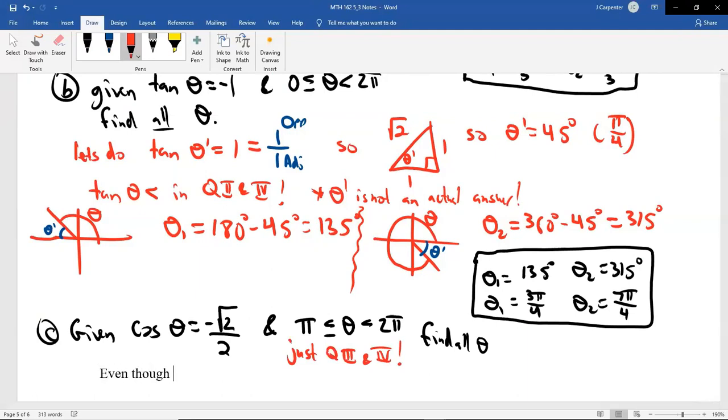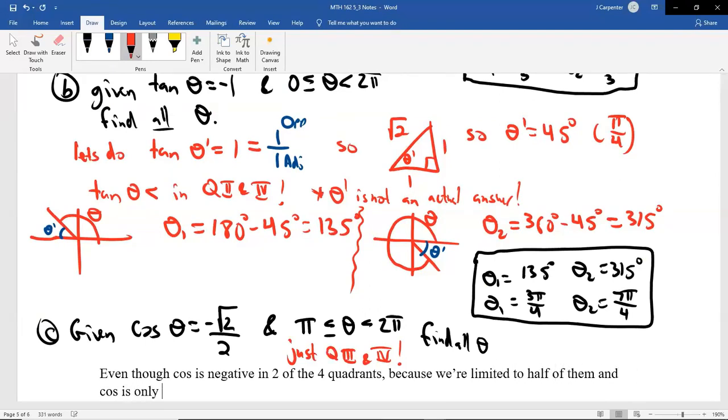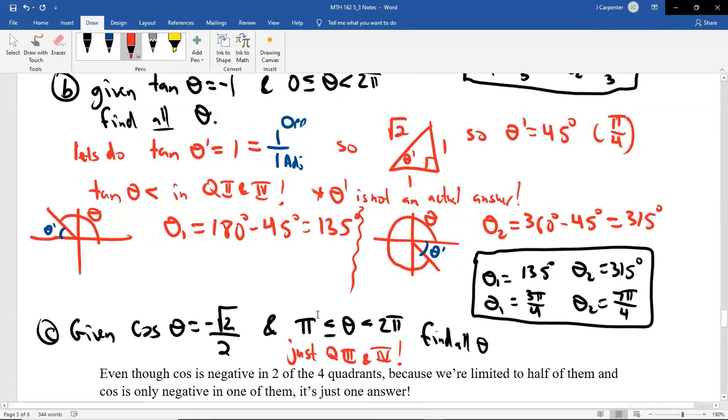So even though cosine is negative in 2 of the 4 quadrants, because we're limited to half of them, cosine is only negative in one of them, just 1 answer. So there are cases with only one answer. I alluded to that earlier.